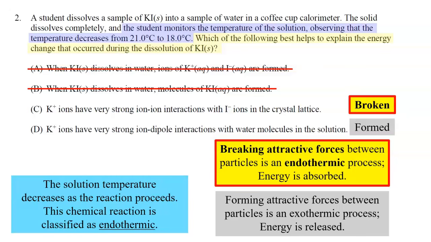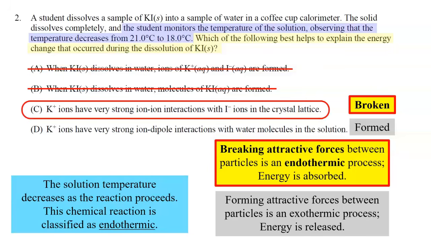But since we're looking for an endothermic process, and the dissolution of potassium iodide is classified as endothermic, the best answer for question 2 would be an endothermic process. So breaking attractive forces between potassium ions and iodide ions, that is the best explanation for the energy change that occurred during the dissolution of solid potassium iodide. So the correct answer to question 2 is choice C.